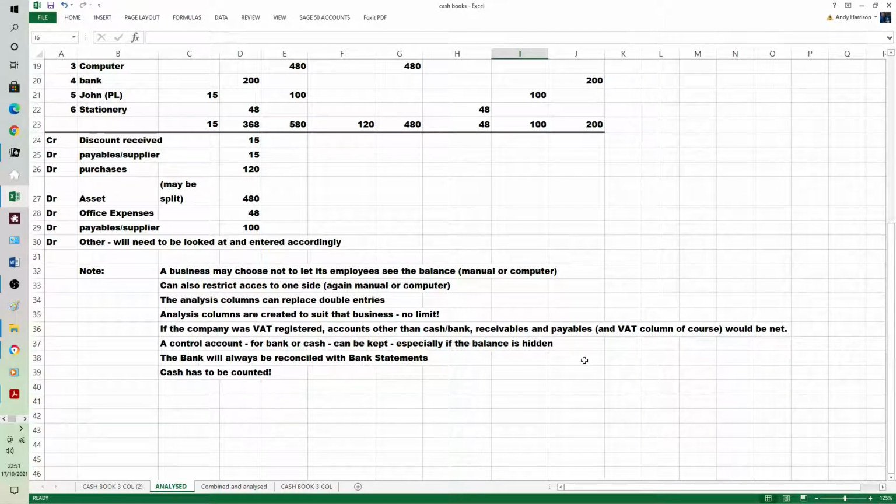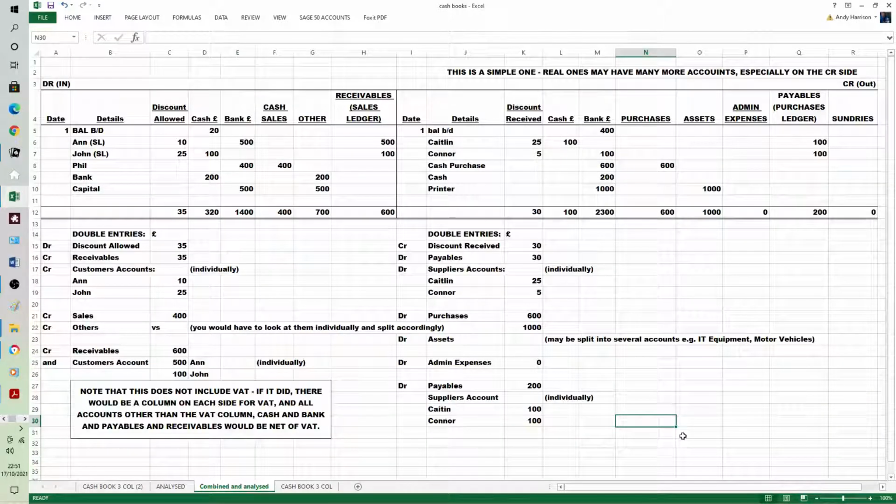And then again, the control account, if we hide the balance, and then we need to reconcile it with the bank statements. That's a different task. That one's coming up. Some bank statement work's already on, being posted. And in cash, of course, you have to check, well, at least we know how much is in it, and we can check that. So the last version I'm going to show you is the combined and analysed.